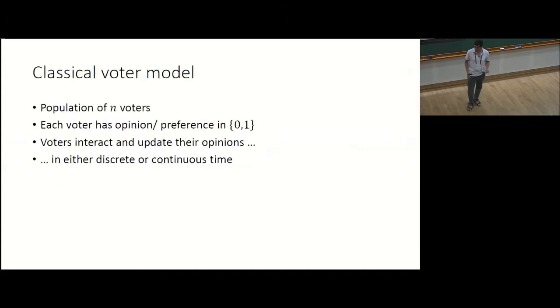Okay, so the classical voter model. So you have a collection of n voters or agents or whatever you want to think of them as, and each of them has an opinion or a preference in a finite set. So let's say just in the set {0, 1}, it's a binary opinion. And then they interact with each other in some way and they update their opinions, and we'll see how they interact. And we can have models where they do this in either discrete or in continuous time.